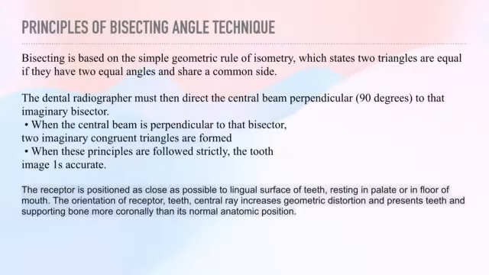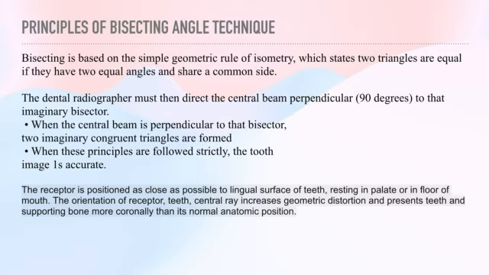Then, principles of the bisecting angle technique. The bisecting technique is based on the simple geometry rule of isometry, which states that two triangles are equal if they have two equal angles and share a common side. The dental radiographer must direct the central beam perpendicular to the imaginary bisector. When the central beam is perpendicular to that bisector, two imaginary congruent triangles are formed. When these principles are followed strictly, the tooth image is accurate.